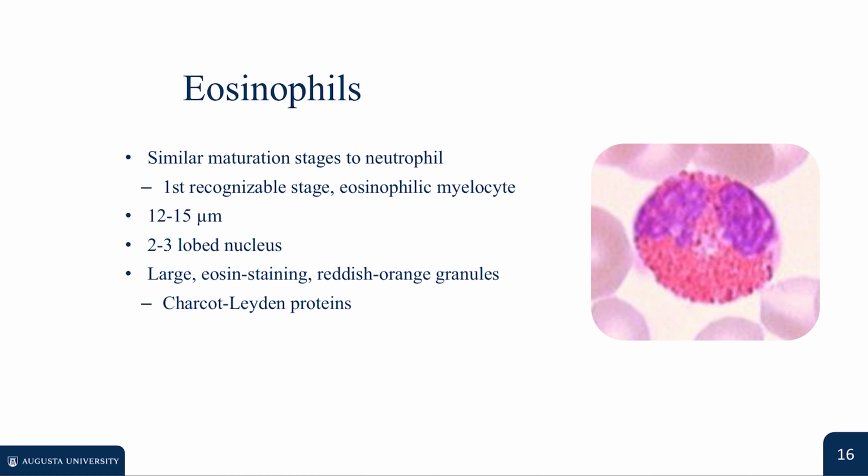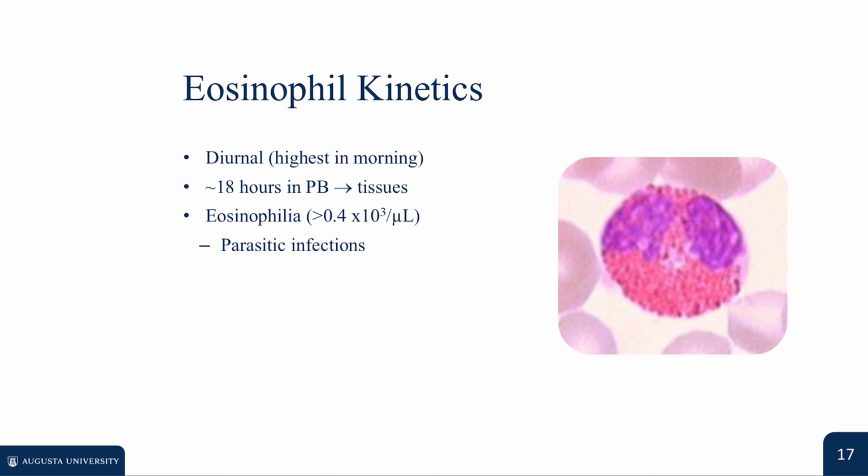Eosinophil maturation parallels neutrophilic development, with the eosinophilic myelocyte being the first recognizable precursor due to specific eosinophilic granules. Mature eosinophils measure 12 to 15 micrometers in diameter and classically feature a bilobed nucleus. Their cytoplasm is densely packed with uniform reddish-orange granules that stain intensely with eosin. These specialized granules contain Charcot-Leyden crystal proteins, major basic protein, or MBP, and eosinophil peroxidase.